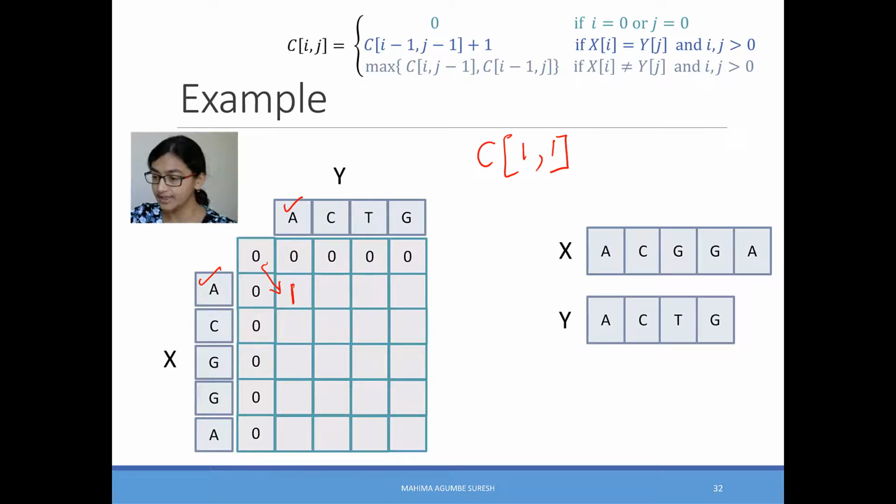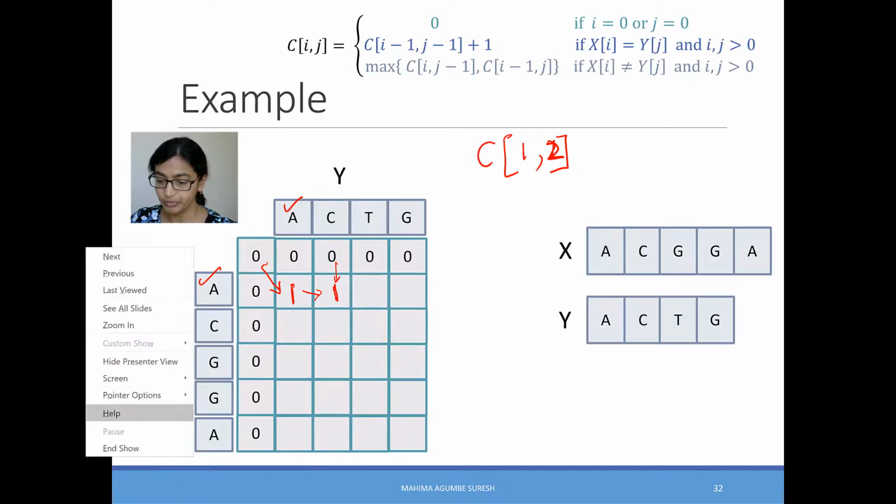Next we will look at C of 1 comma 2 because we are going row-wise. In that case, we check if A and C are the same. They are not the same. So we end up picking either the one that is higher coming in the x direction or in the y direction. Turns out that one is higher, so we keep that there and then we can proceed.